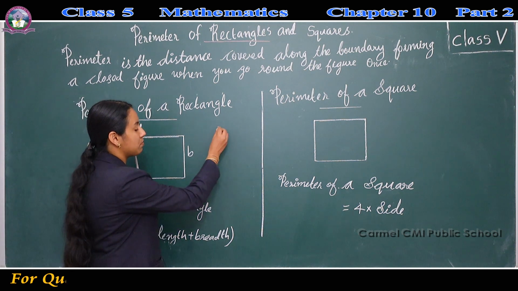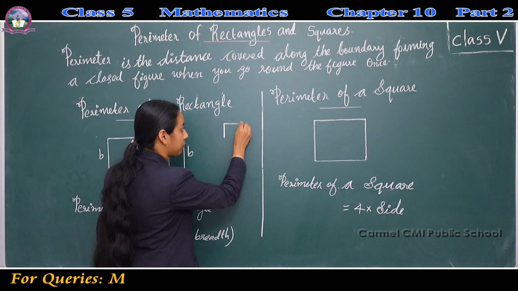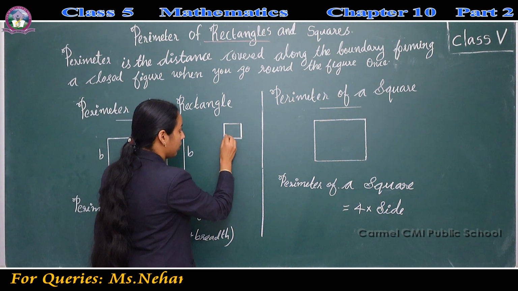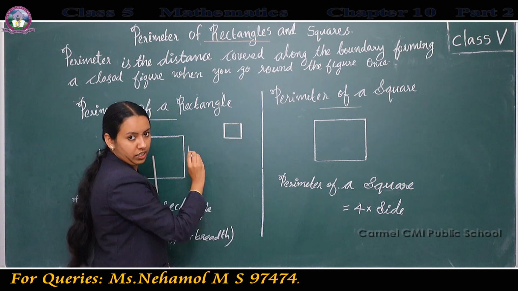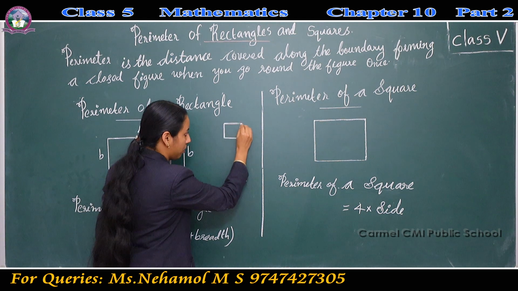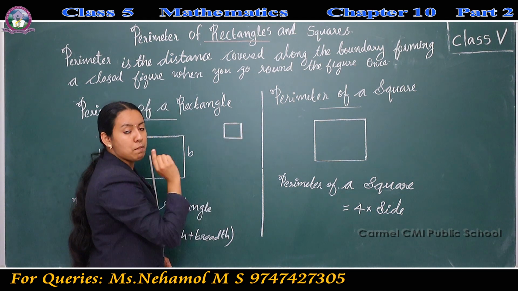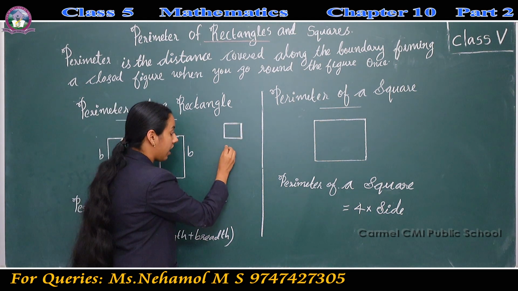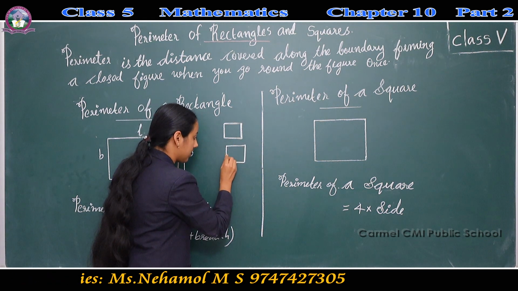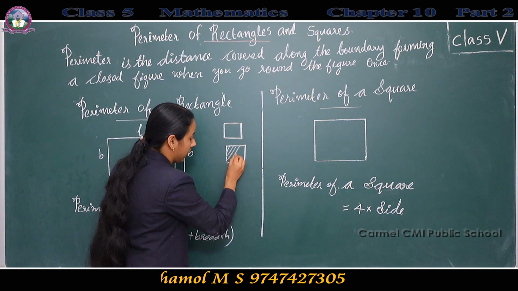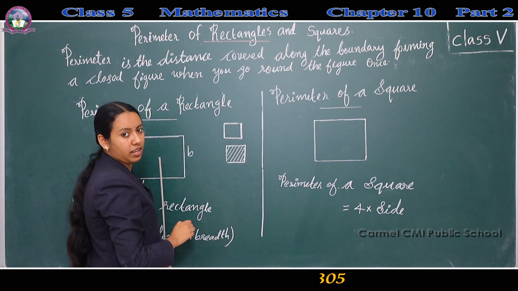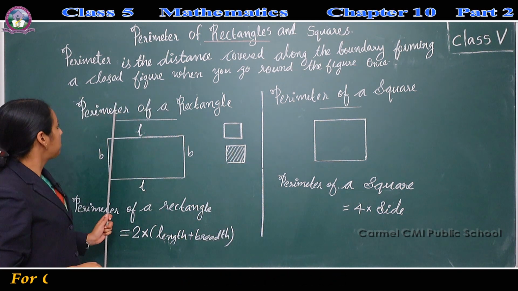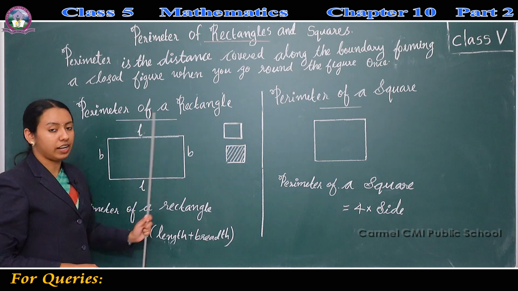Then what is the difference between perimeter and area? Perimeter means the total length of the boundary. That is known as perimeter. Then what is area? Area means the surface enclosed by a closed figure. That is area.